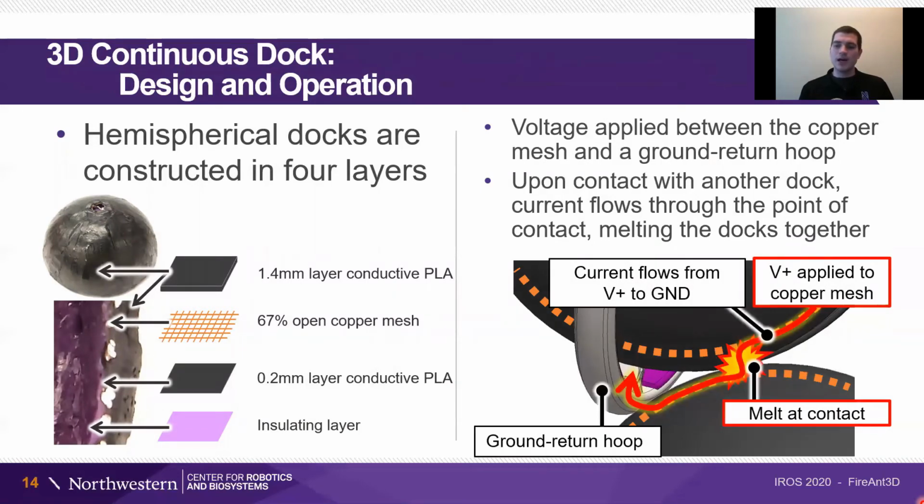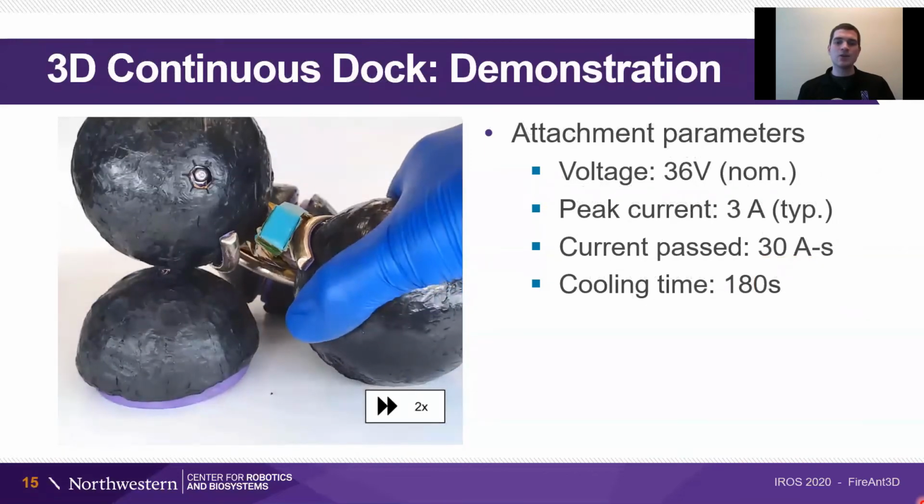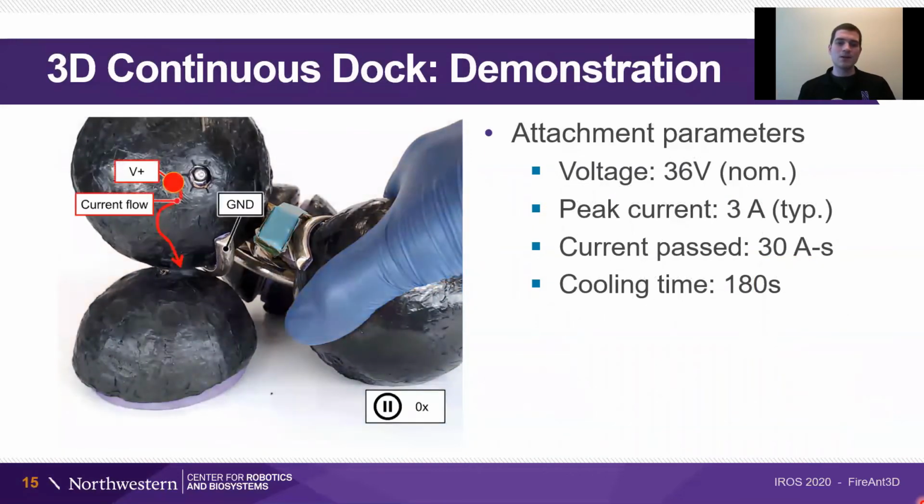To attach to another dock, once this dock has just contacted this dock, you apply a voltage to the copper mesh relative to a ground return hoop, which sweeps down until it touches the other dock. Current will then flow primarily along the copper mesh until it must pass through the conductive plastic. This heats and melts the plastic. It then continues along the copper mesh of the other dock and back out through the ground return hoop. When you let this connection cool, it results in a strong and rigid bond. This is what it looks like in real life. 2 docks come into contact, hoop sweeps down. Melting occurs as current begins to flow.